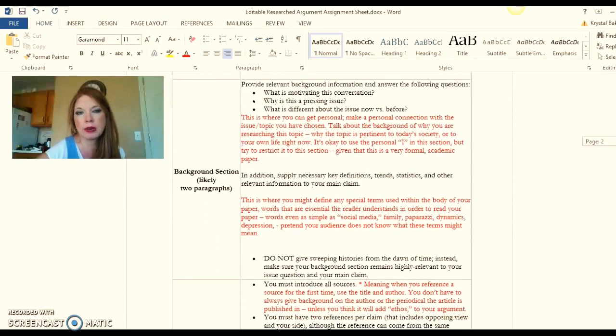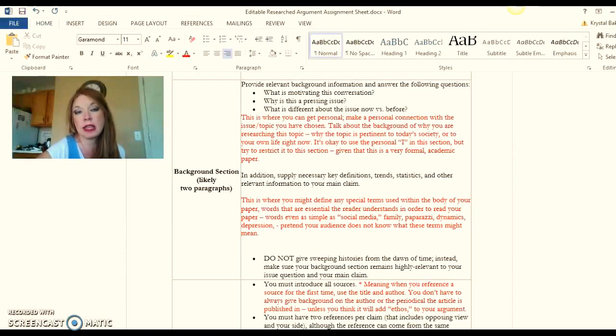Going down into the background section, there's two things that are really important about the background section. One of them is that this is the part of the paper where you can use the personal I verbs, and you can talk about how this topic is important to you. You can either address why it's important to society in general right now in 2017, or you can talk about why it's important to you personally in 2017. Why is this something that we need to know about now, that you need to talk about now? Why is it pertinent to your reader and to yourself?